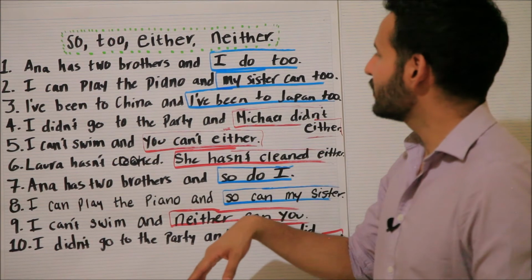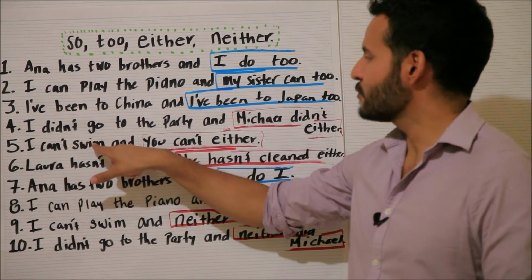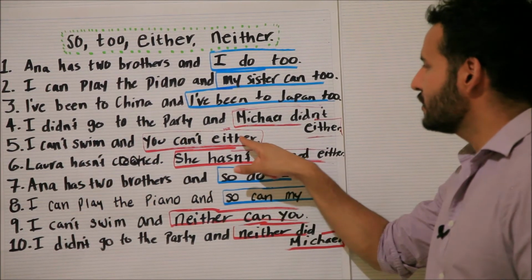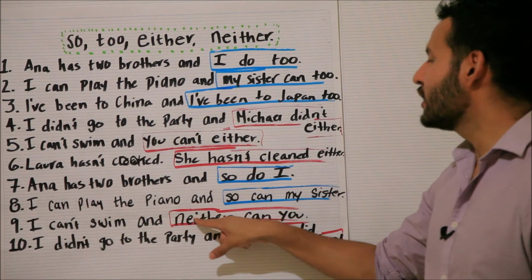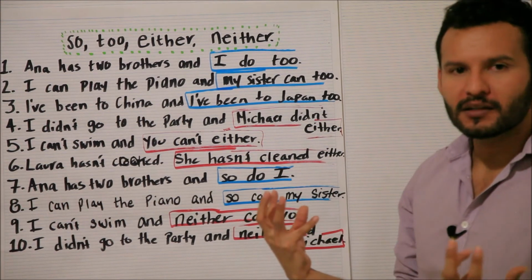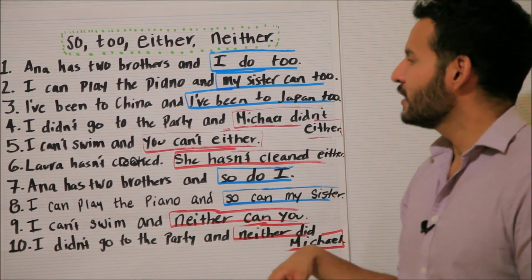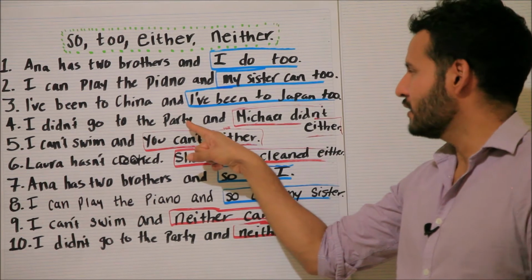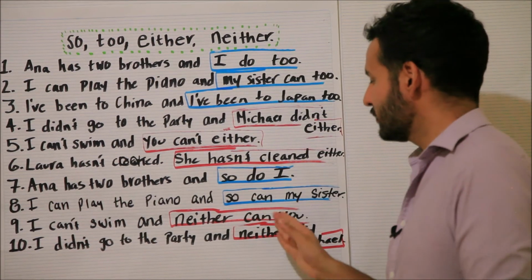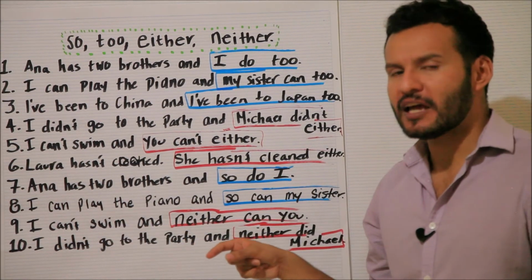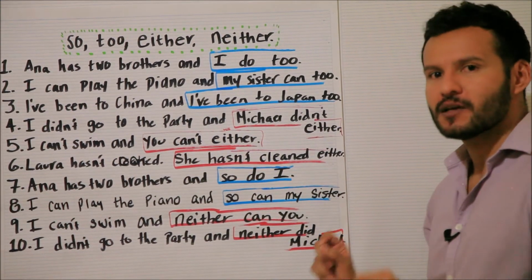So looking at the original sentences with either, I can't swim and you can't either, I can express the same idea by saying I can't swim and neither can you. Again, the only difference being the structure is very, very particular when you have neither. And if I say that I didn't go to the party and Michael didn't either, I can express the same idea using neither by saying I didn't go to the party and neither did Michael. Neither, auxiliary, and the subject.